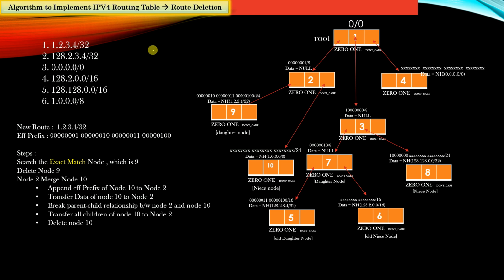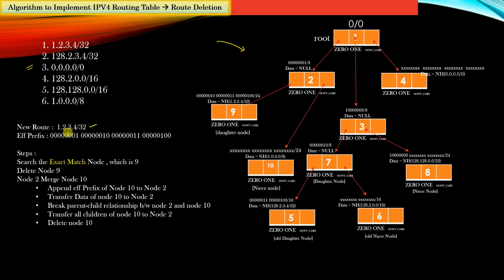So guys, now let us go through the example in which we will discuss how a route can be deleted from the mTry data structure. You can see that this is the mTry data structure which is already built, because at this point of time these 6 routes have been inserted into it. Now let us delete each of these routes one by one, starting with the first route.